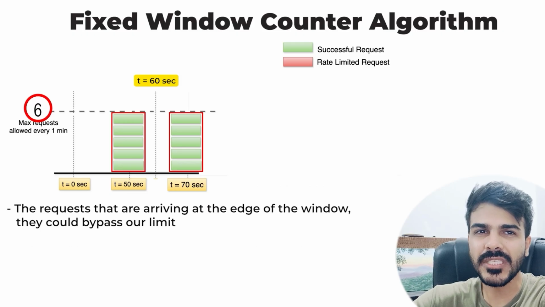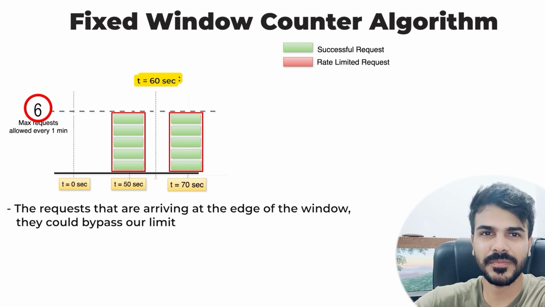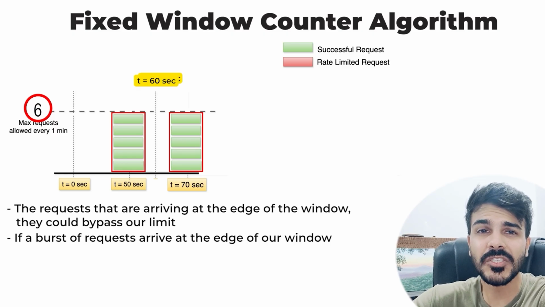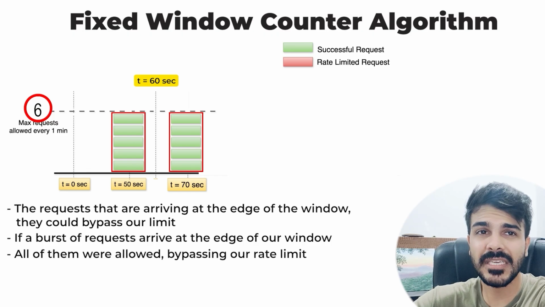Basically, the requests that are arriving at the edge of the window could bypass our limit. Let's say a burst of requests arrive at the edge of our window. As we saw, at 50 seconds we had 5 requests. At 70 seconds, we have 5 requests. All of them were allowed, bypassing our rate limit of technically 6 requests per minute.